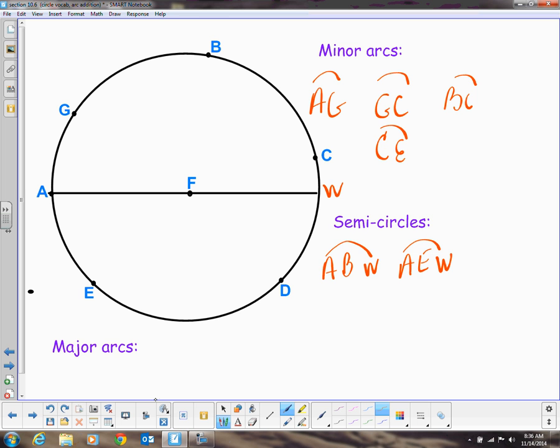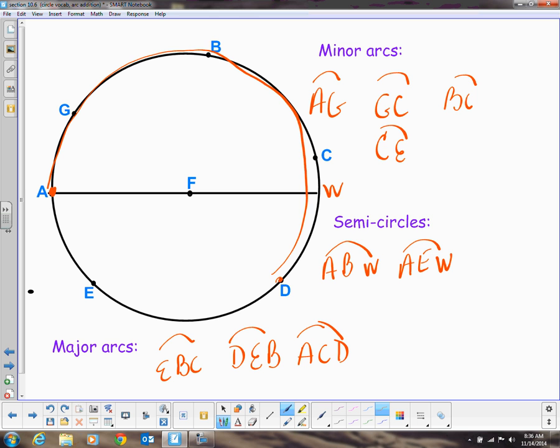Okay? Major arcs. Arc EBC is one. Arc DEB is one. Arc ACD. There's lots of them. It's going to be on our next test. Not this coming one, but the one after that. All right, because we start at A, we stop at D, we pass through C. So it's going way beyond a semicircle. Okay?